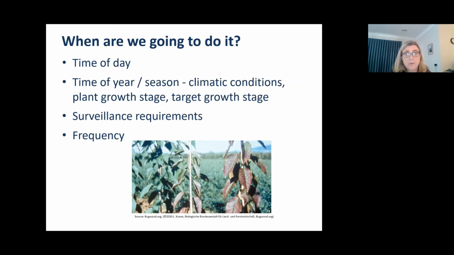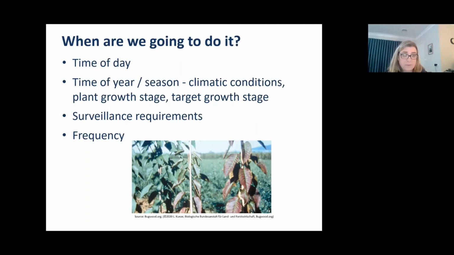Your surveillance requirements will also dictate when you do surveillance. So for example, if something is an exotic plant pest incursion, surveillance needs to be done right away. You don't have the luxury of waiting around for the ideal conditions. And indeed, rather than the life stage targeted defining when you do surveillance, the need to do surveillance at a particular time might actually define what life stage you end up targeting.